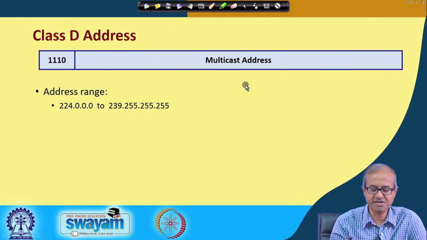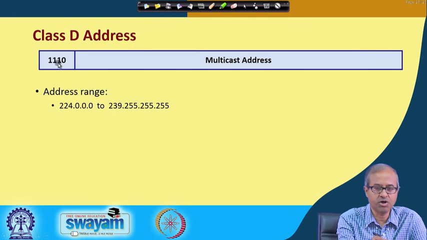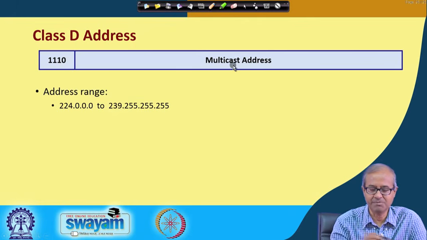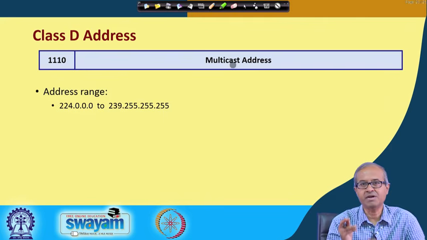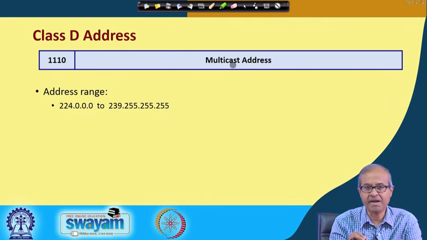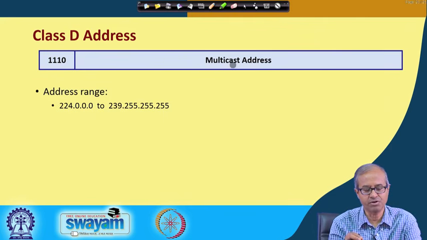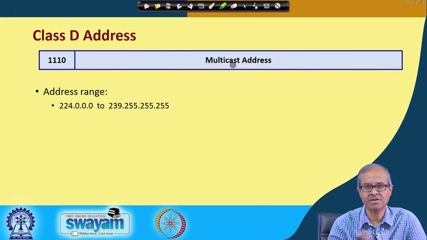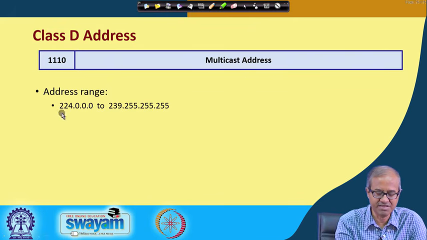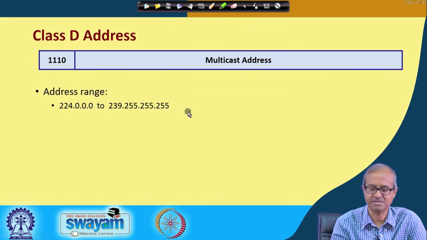Now, class D address starts with similarly 1110, this is a multicast address as I said. So, in a network, if you are sending a packet using this multicast address starting with 1110, then the packet will be delivered to all the computers in that network. The idea is something like that. I am not going into detail. The address range similarly is like this.